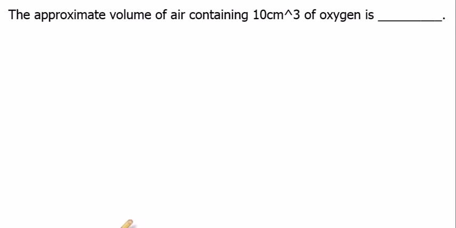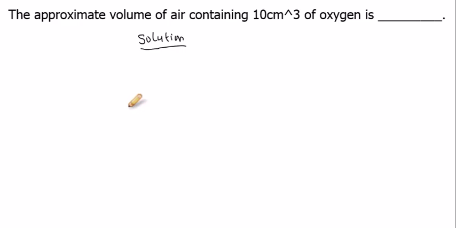The approximate volume of air containing 10 cm³ of oxygen is dash. Solution. In the question above, we are to determine the amount of air that contains 10 cm³ of oxygen. And generally, oxygen takes 21% of air.